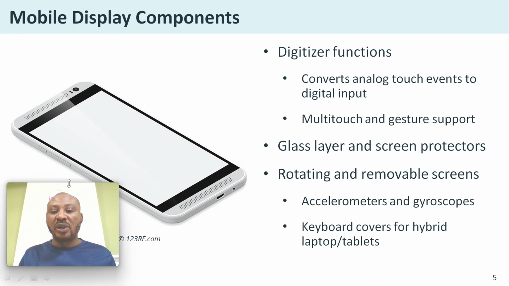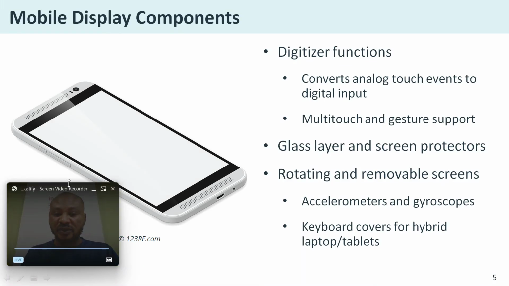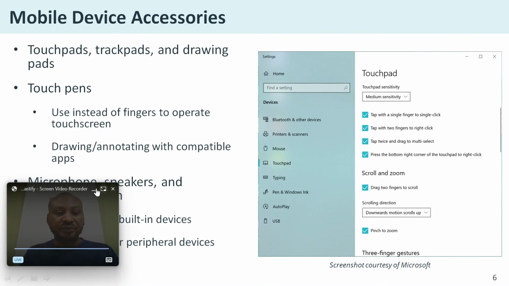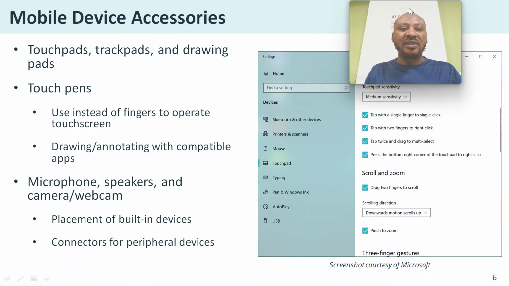Okay, so let's move on. We have to be fast so that we can cover a lot. All these are mobile device accessories: touchpad, iPad, touch pens, microphone, speaker, web cameras, and on and on. So we're going to move forward to the next slide.